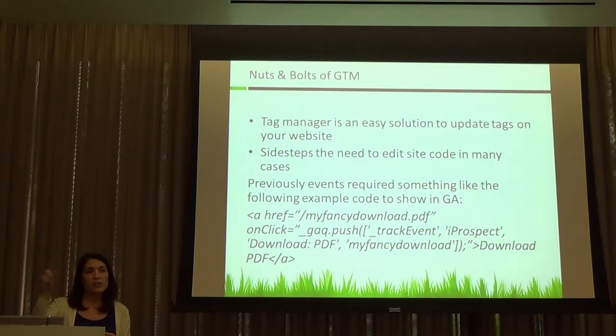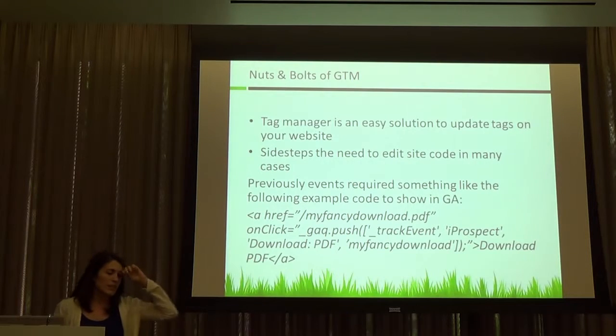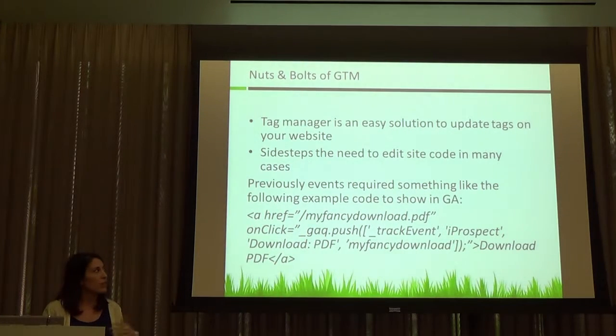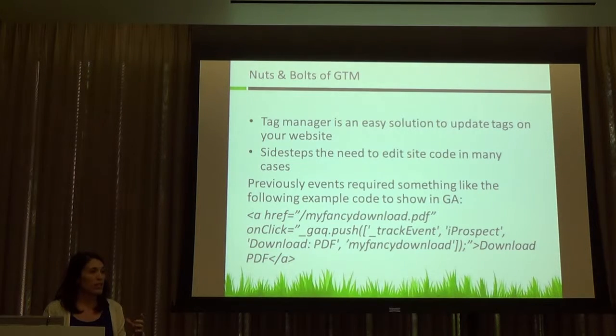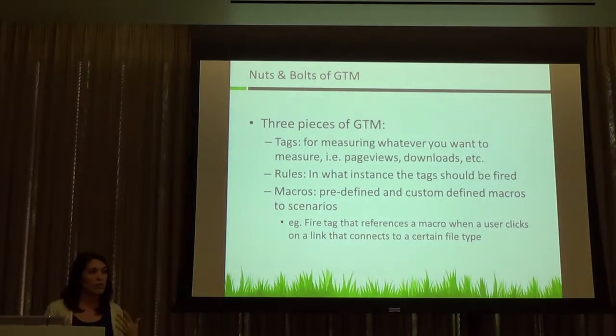So if you were trying to track a PDF download, you'd have to insert something like this within your link. And it eliminates that code. It also eliminates the need to edit the code snippet with the specific information. And you control all your information then, or all the tags that you want to fire within a container. And Google Tag Manager has 3 pieces in this container that work with one another.